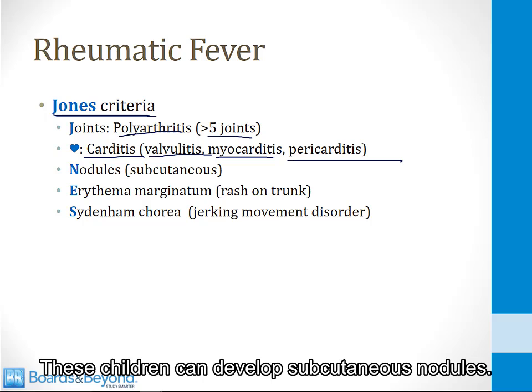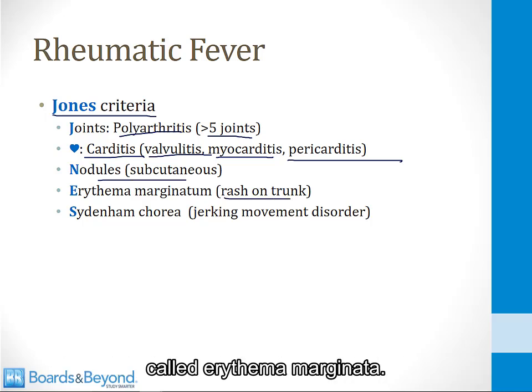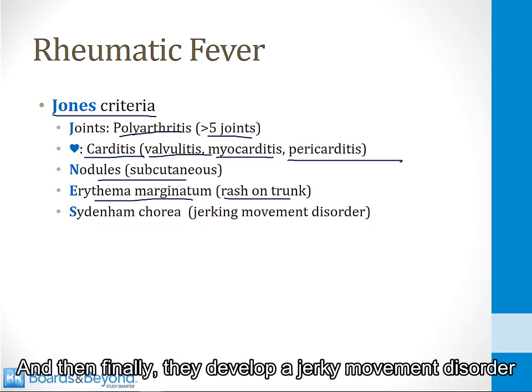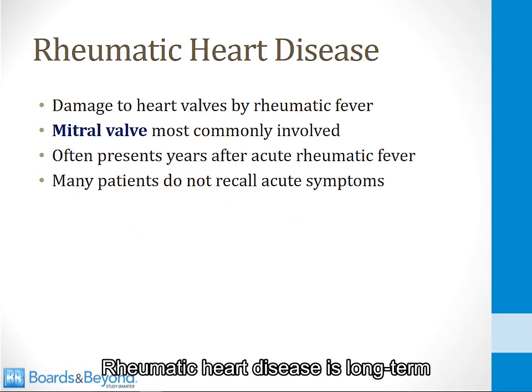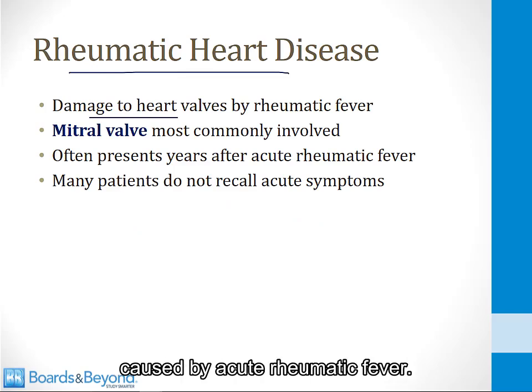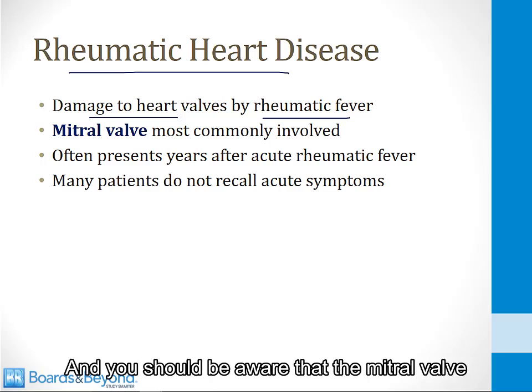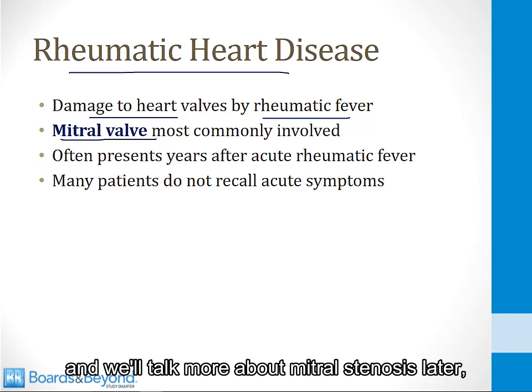These children can develop subcutaneous nodules. They also classically develop a rash on their trunk called erythema marginatum. And then finally, they develop a jerking movement disorder called Sydenham chorea. Rheumatic heart disease is long-term chronic damage to the heart valves caused by acute rheumatic fever. And you should be aware that the mitral valve is the most commonly involved valve, and we'll talk more about mitral stenosis later.